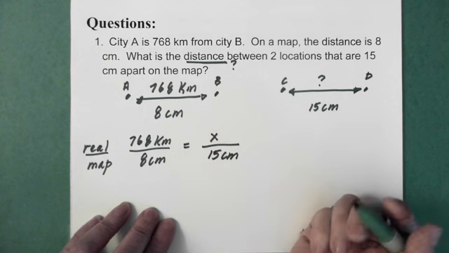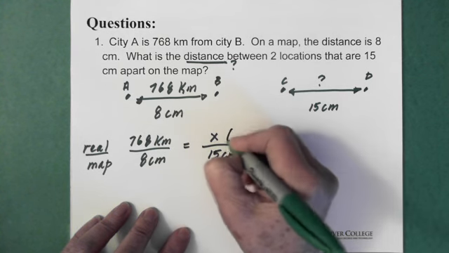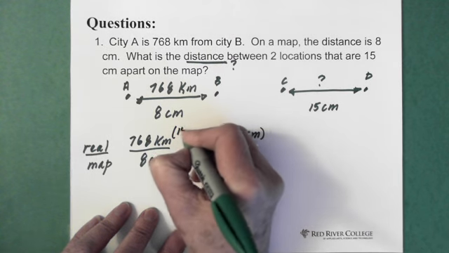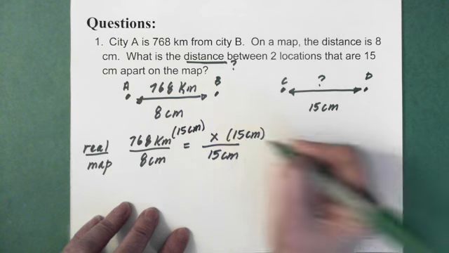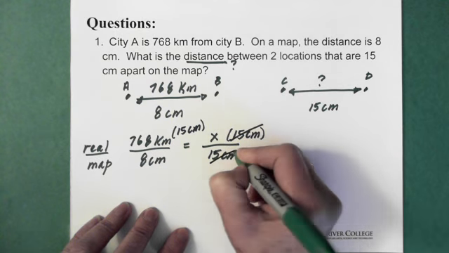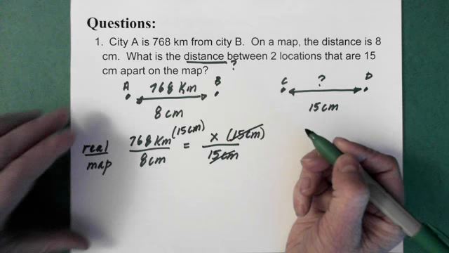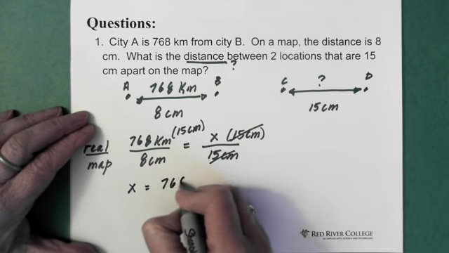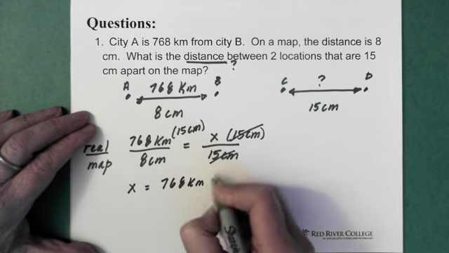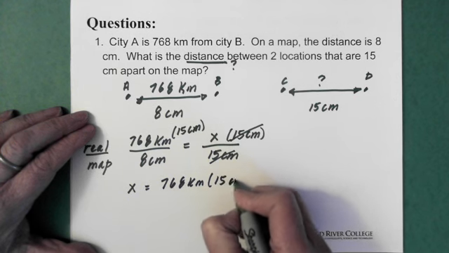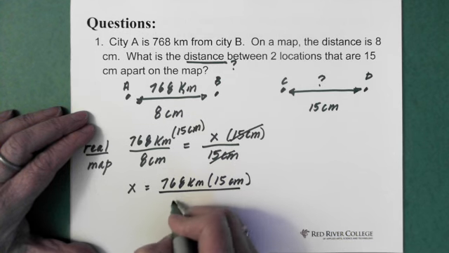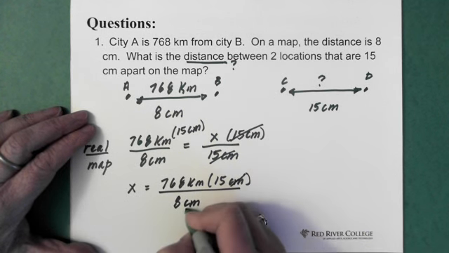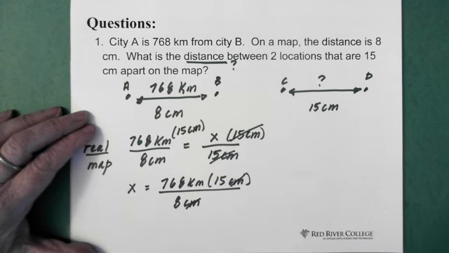Now again, we're trying to solve for x. So we multiply here by the 15 centimeters, multiply this side by 15 centimeters. 15 centimeters divided by 15 centimeters is 1. So then we have our unknown equal to 768 kilometers times 15 centimeters divided by 8 centimeters. Notice that our centimeters cancel and we're left with the units of kilometers.